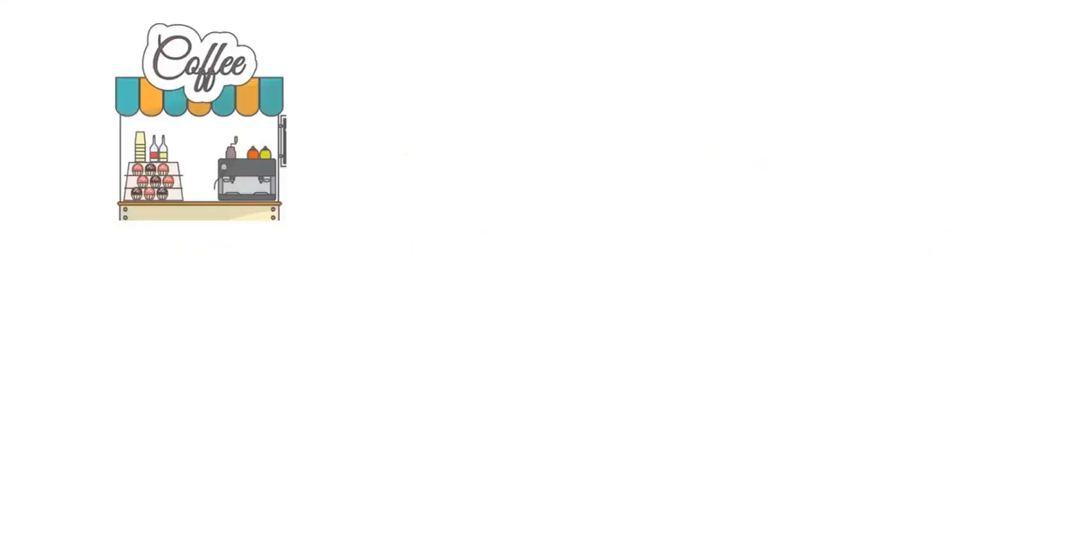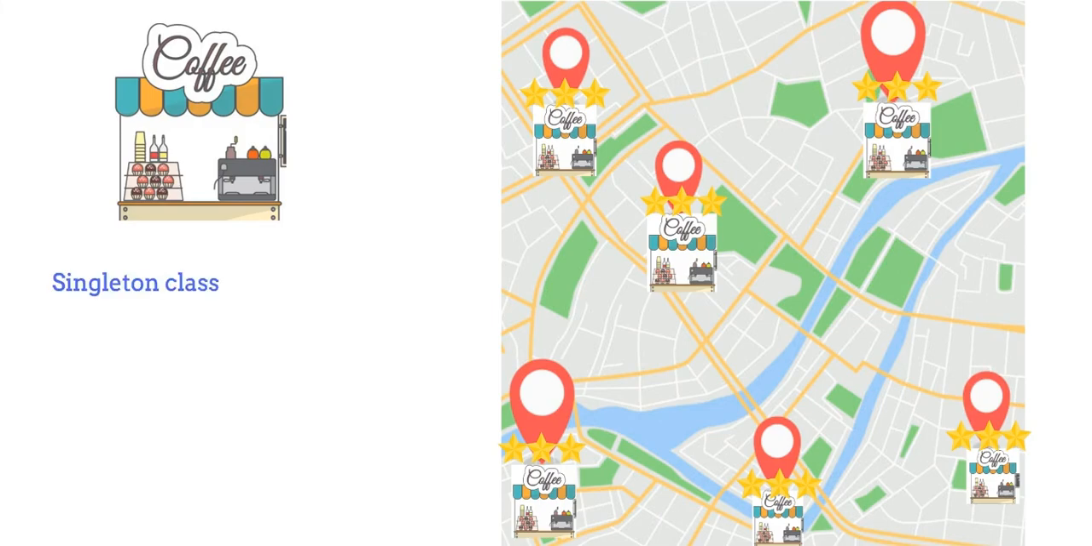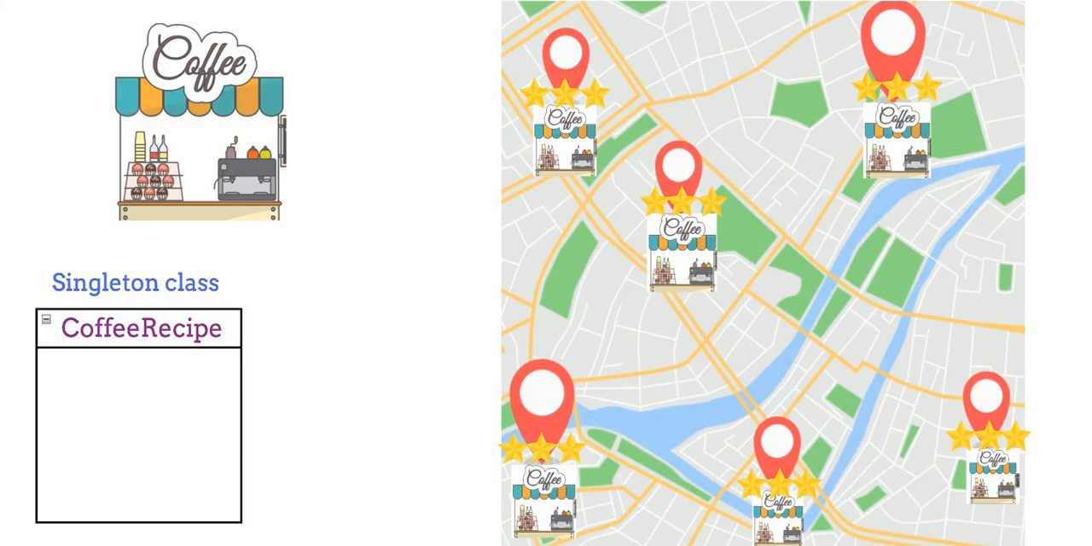Let's say you're the owner of a popular coffee shop franchise. You have multiple locations across the city, and you want to ensure that your customers have the same experience and quality of coffee, no matter which location they visit. To achieve this, you decide to use the singleton pattern to create a class that represents your coffee recipe. This class would contain all the necessary information and instructions to make the perfect cup of coffee, including the type of beans, the grind size, the water temperature, and the brewing time.